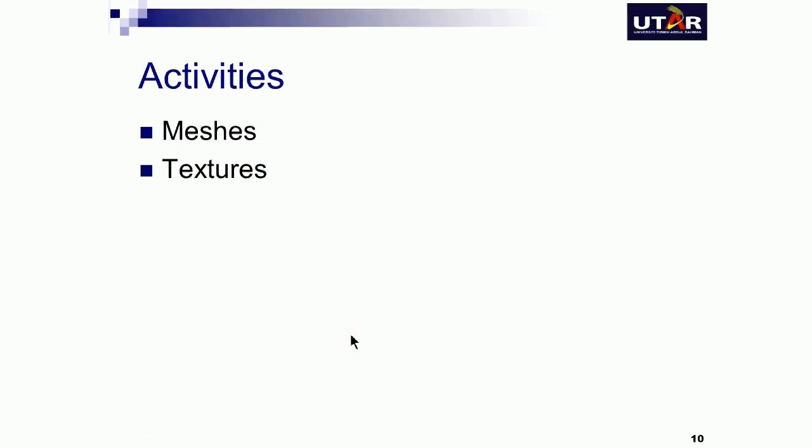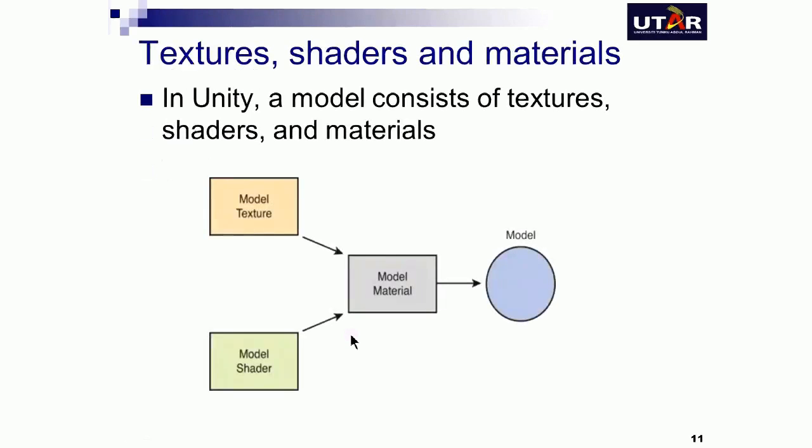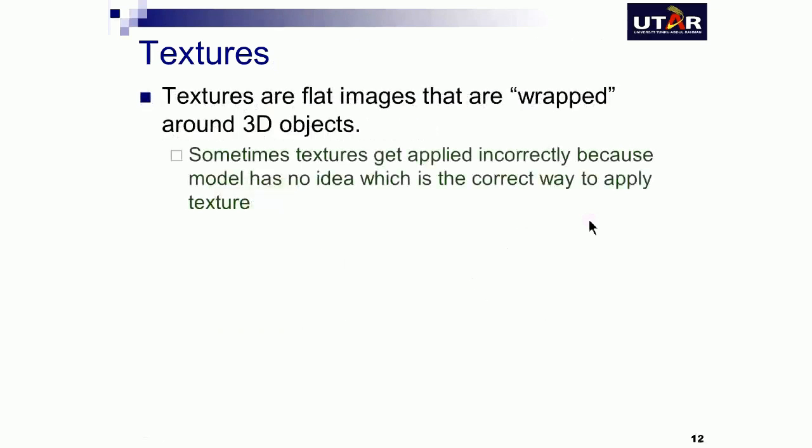Okay, let's look at textures. In Unity, a model consists of textures, shaders, and materials. So the way it works is you create a texture, and then you create a shader, and you combine them together in something called a material, and then you apply the material to the model. And that's how you give a 3D appearance to a game object in Unity. Okay, that's the basic structure.